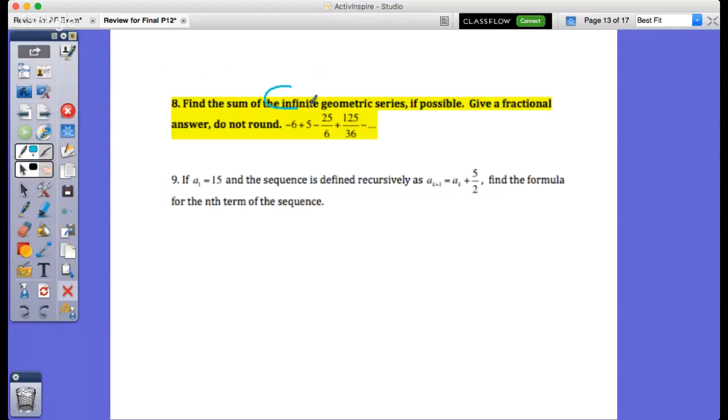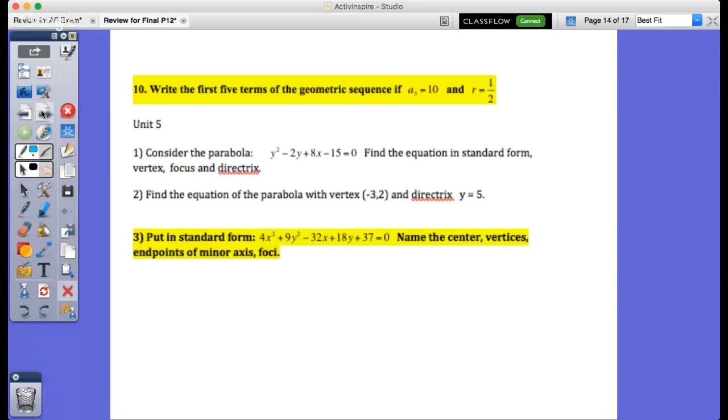Again, find the sum of the infinite geometric series. Check that out. Nth term of the sequence: we're adding by 5 halves each time. That's arithmetic. Check that one out too. Write the first 5 terms.